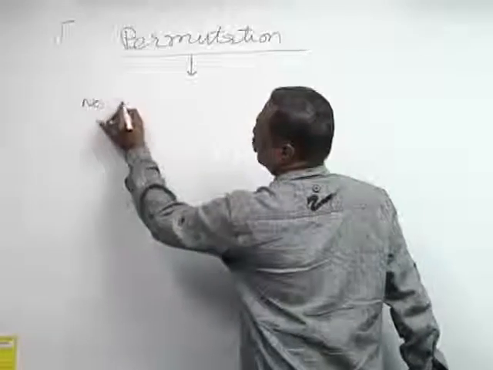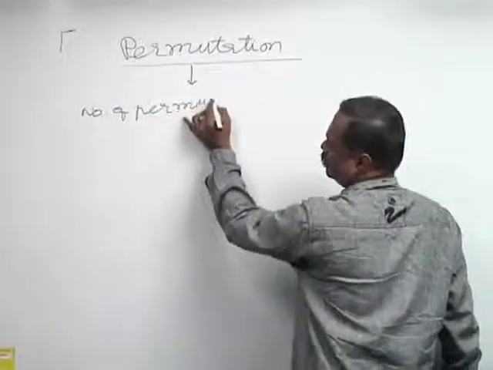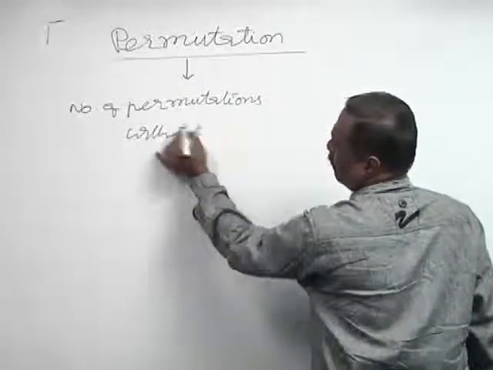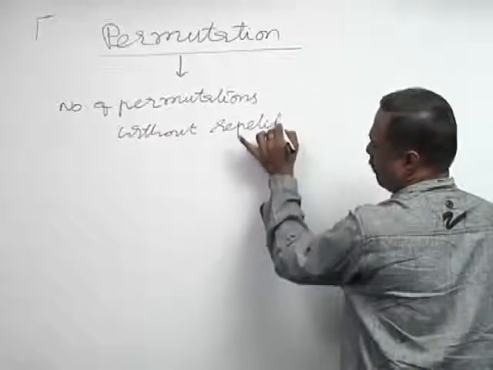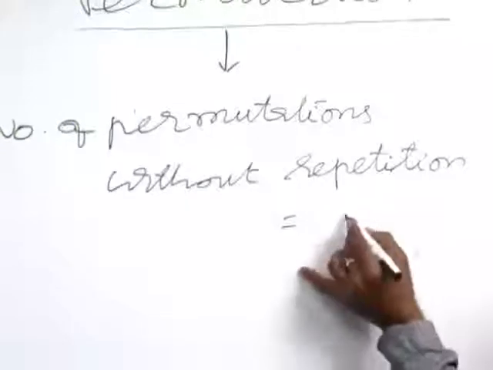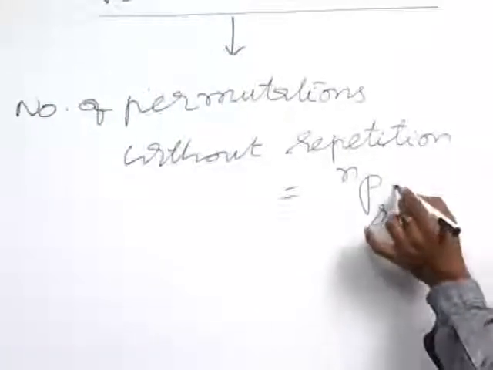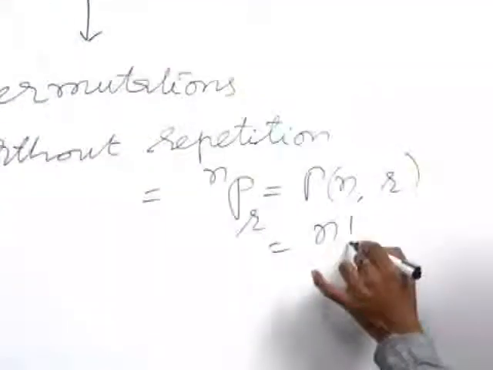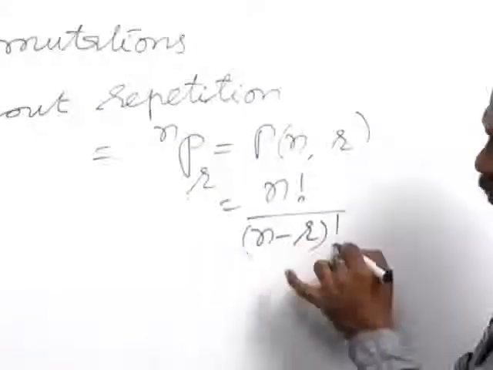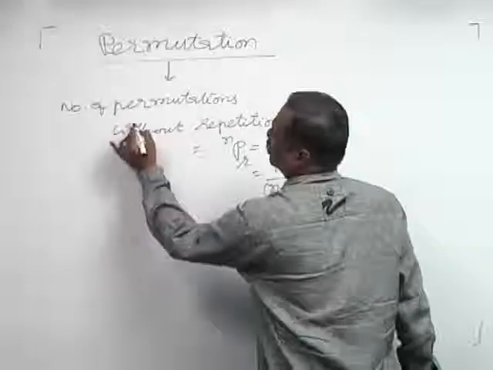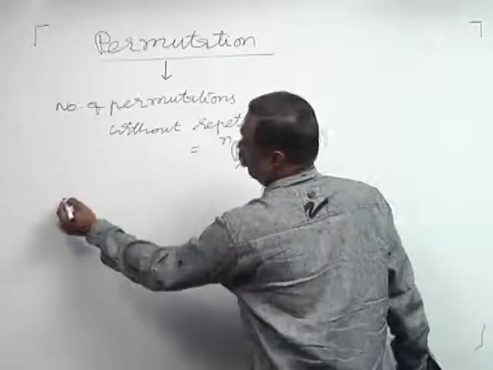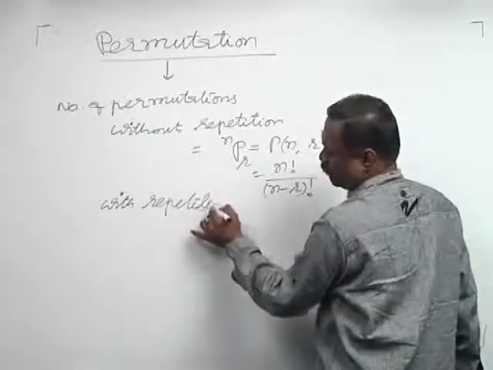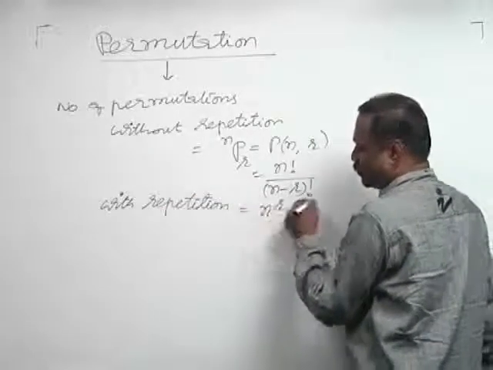Number of permutations without repetition is nothing but nPr. It is also denoted as P of n comma r, and the formula we have just derived is n factorial upon n minus r factorial. Number of permutations now with repetition is equal to n power r.